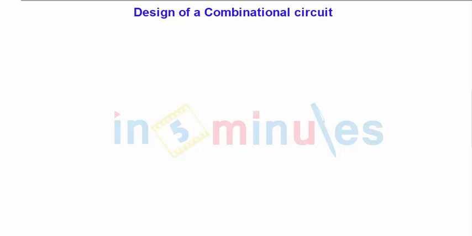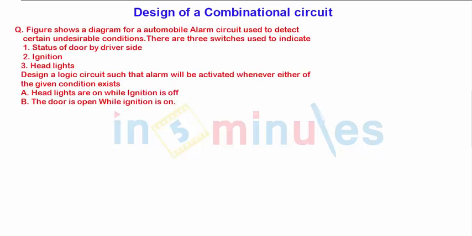In this presentation we are going to see the design of a combinational circuit for a given problem. So let us start with the problem. The problem is such that there is a figure showing the diagram of an automobile alarm circuit used to detect undesirable conditions.